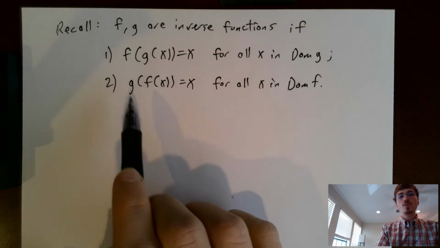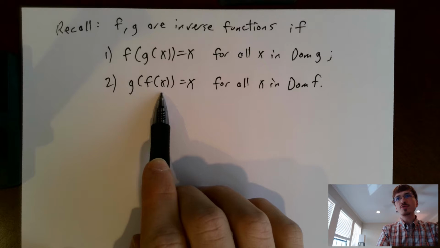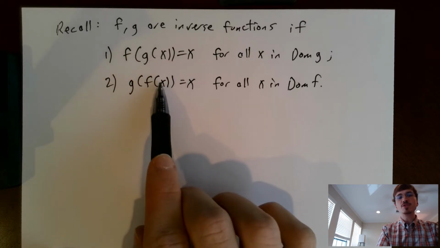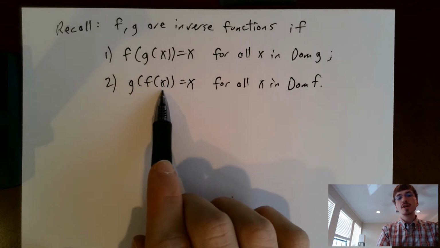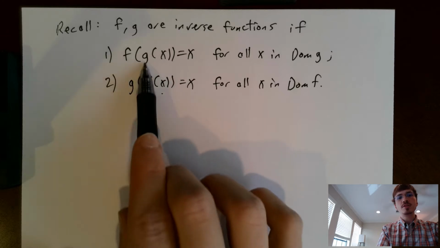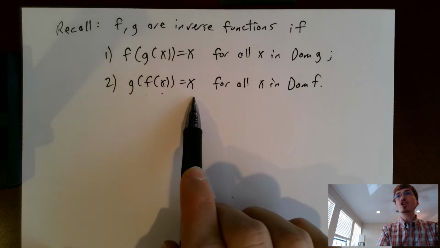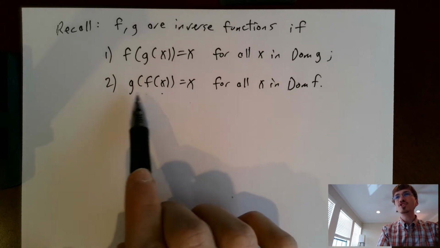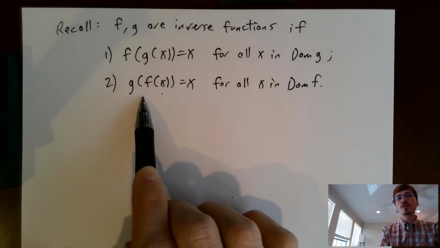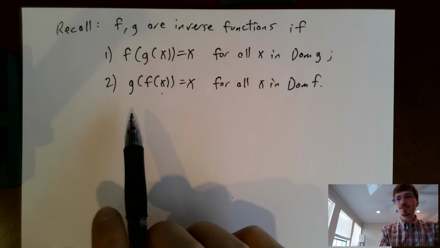So what this is saying is that if you start off with some element x in whichever domain is applicable here, and then you apply one function and then apply the other one, it has no net effect. So f and g essentially undo each other under composition of functions. Yeah?